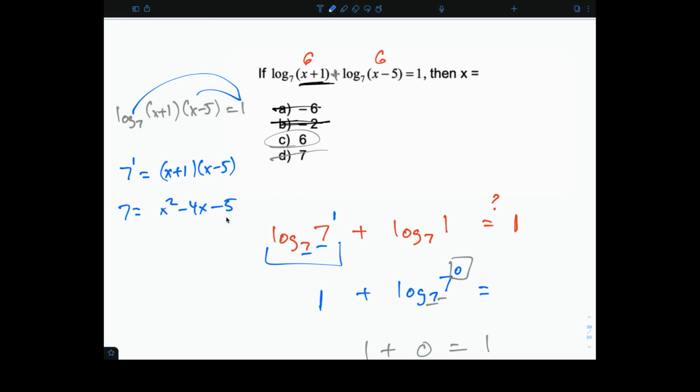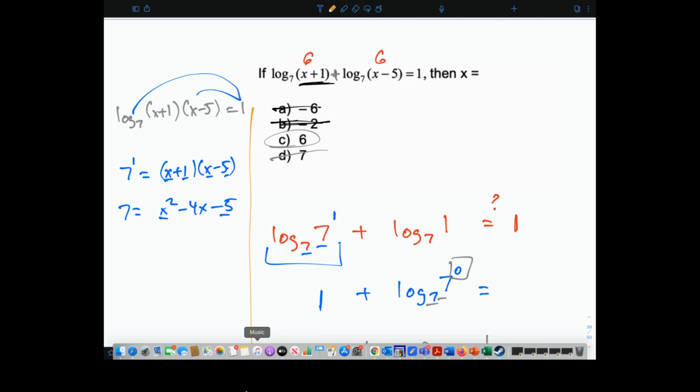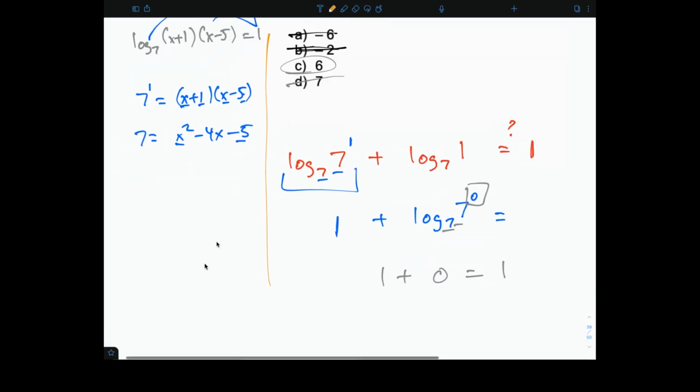By the way, I'm not doing anything fancy here. X times x is x squared. 1 times negative 5 is negative 5. In the middle is just negative 5 plus 1, which is negative 4. And drop a line to keep things separated. Subtract 7. 0 equals x squared minus 4x minus 12.